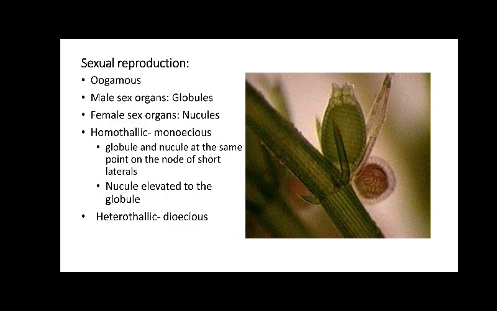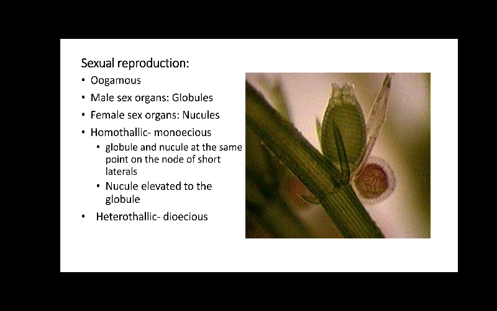Coming to sexual reproduction, which is very important because it is peculiar in Chara. Two structural features are present during sexual reproduction, globule and nucule. That is, the male sex organ is known as globule and the female sex organ is known as nucule. This is a figure showing the presence of globule and nucule.